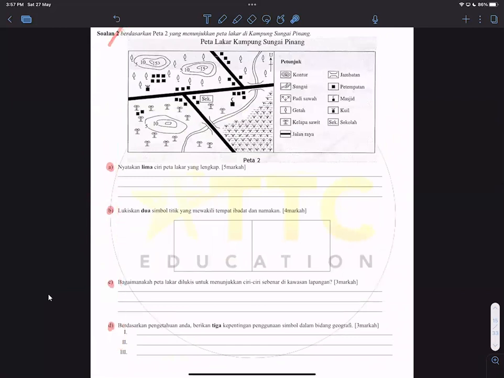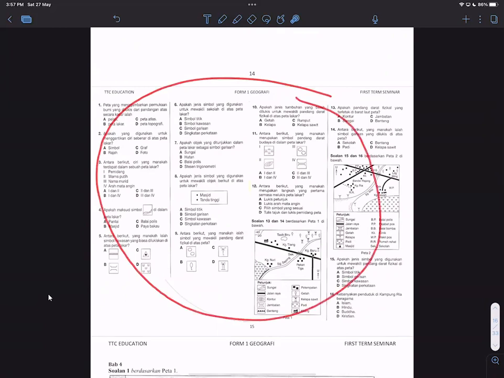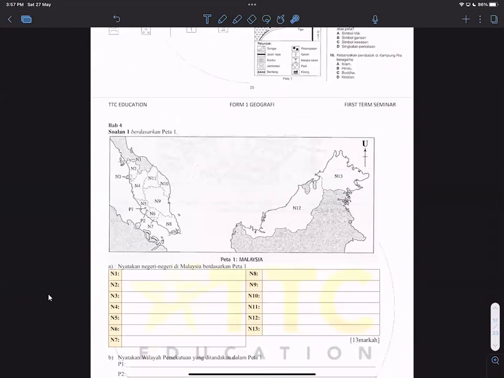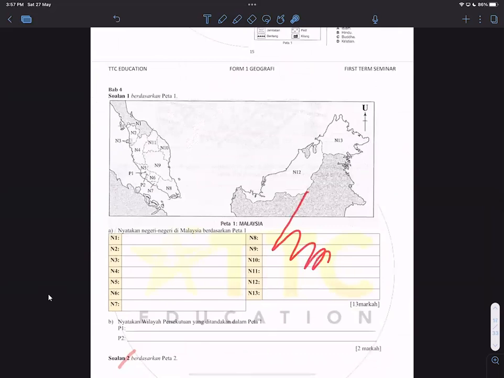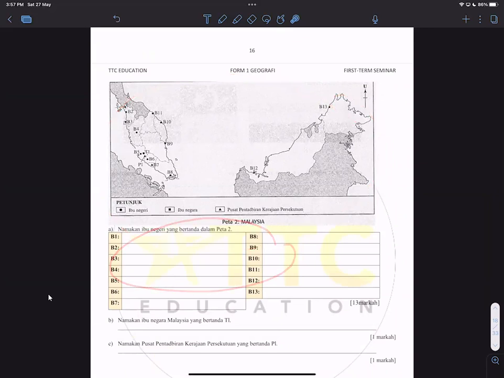Yeah, so if the question is irrelevant, I will just ask you guys to skip it. Okay, don't worry. This is essential, this is important, only ask you guys to try. So that's why all the objectives here, please try. Okay, when to try? Whenever you have free time. When you guys are trying to do revision, please try the 5 chapters. So number 4, this one you guys can skip. Why? Just go to Ibu Negeri. So Ibu Negeri is much more important.